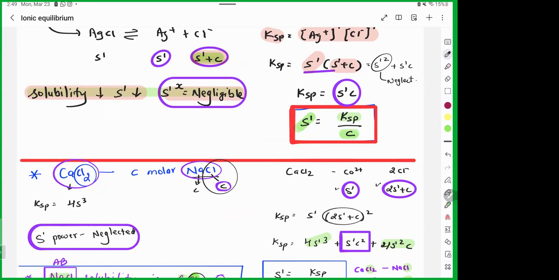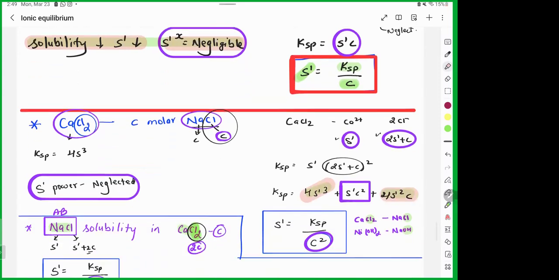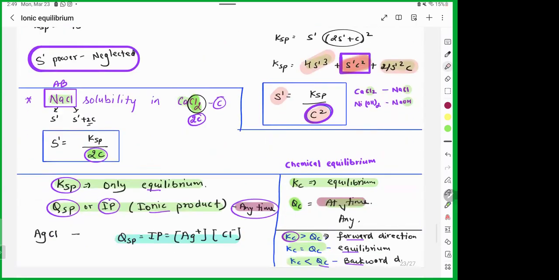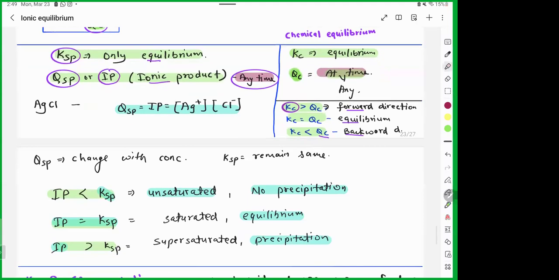Correct? Whenever you have S raised to power something, you neglect it. So you will neglect this, you will neglect this. Why? Power is very, very less. Like if you take 0.001, anything power will be negligible, right? That's why S dash will be KSP and only this thing we are considering. Then topic done. No, no, no, last thing.